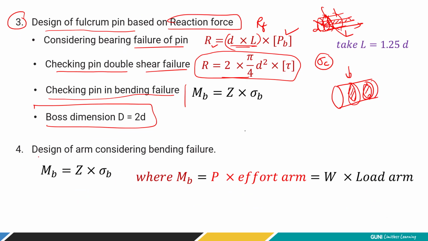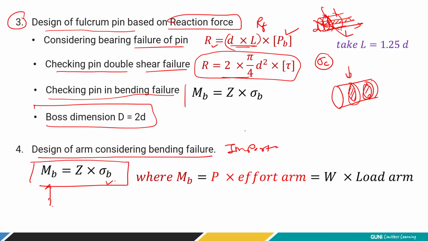Now let's talk about the design of the arm considering the bending failure. This is very important. Here we have to find the first moment, then find the stresses and compare them with the given permissible stresses. If it is less than that, the design is okay. If it is more, then we have to change the dimensions of the cross section, right?